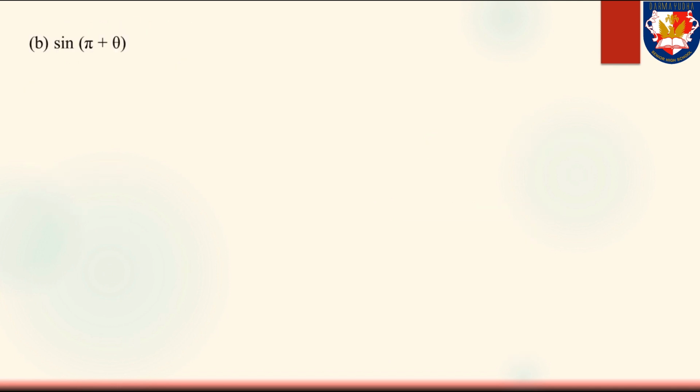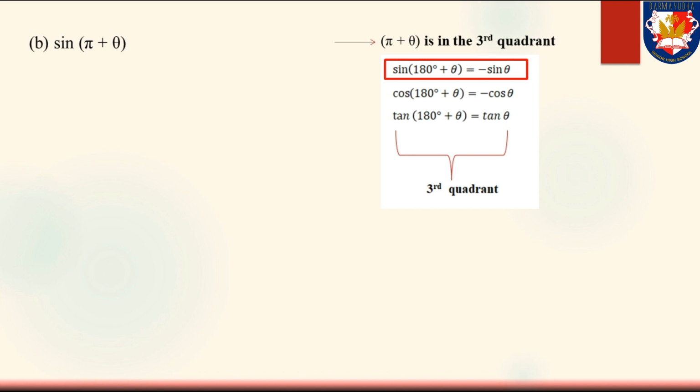Part B, sine of pi plus theta. Remember that pi plus theta is in the third quadrant. So using this formula in the third quadrant, we will have negative sine theta. So negative sine theta equals negative 0.435.